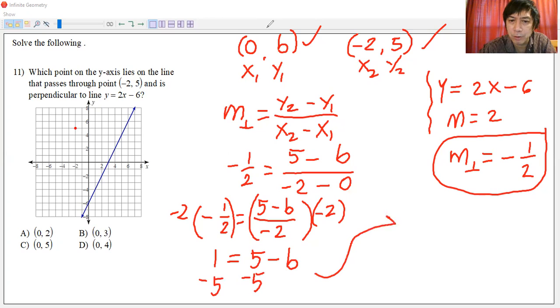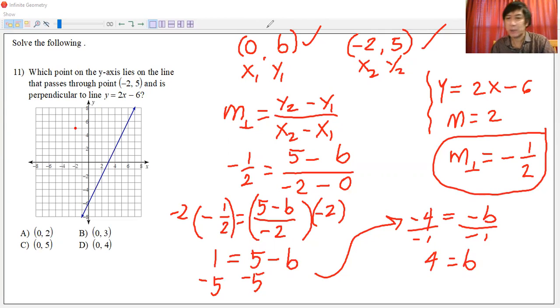And this will continue like negative 4 and negative b. Dividing both sides by negative 1, we have b equals 4. There. And the answer must be b equals 4, okay? And so our point 0, b over here must be 0, 4, okay? And the answer goes to letter D. There.